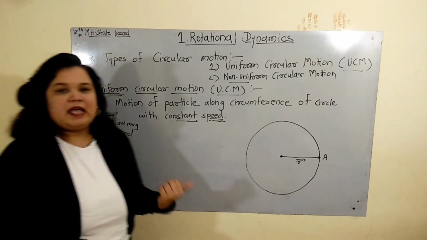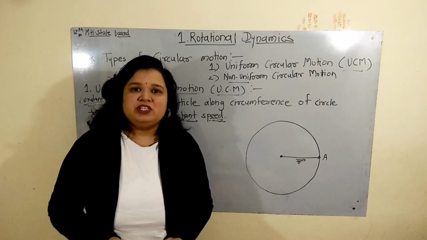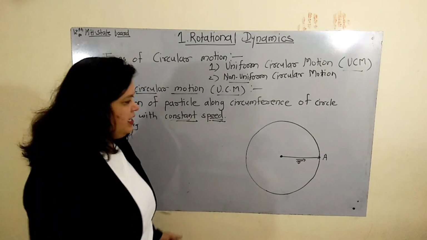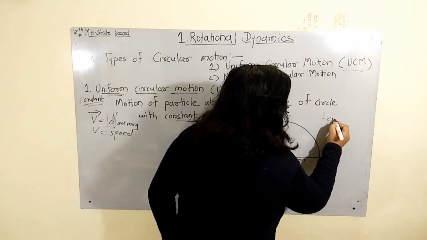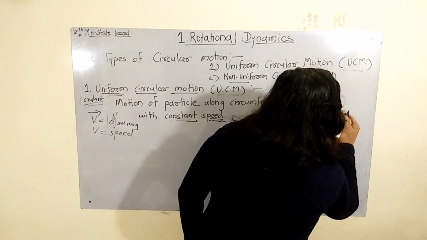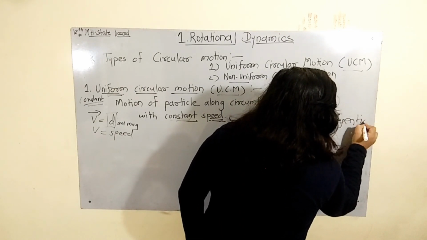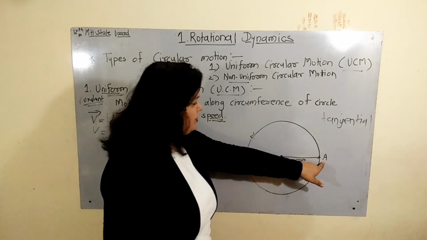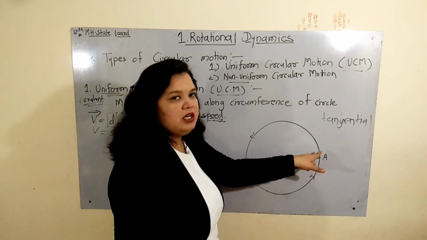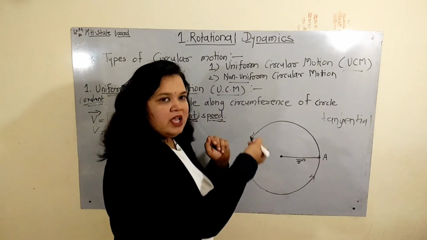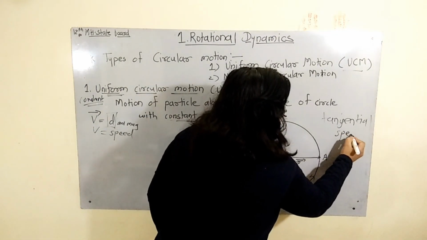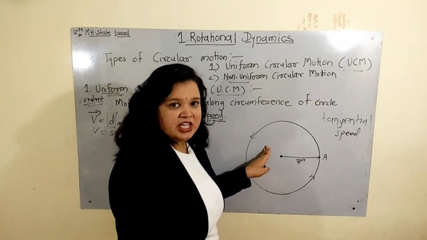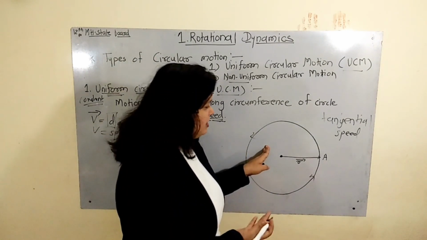In UCM, speed is constant, that is the magnitude of velocity is constant, but the direction of velocity is not constant. The direction of velocity goes on changing at each and every instant in such a way that it is always tangential. Velocity is always tangential. Tangential means what? Imagine there is a particle performing uniform circular motion, so speed is constant here. The velocity changes in its direction only, not in speed.